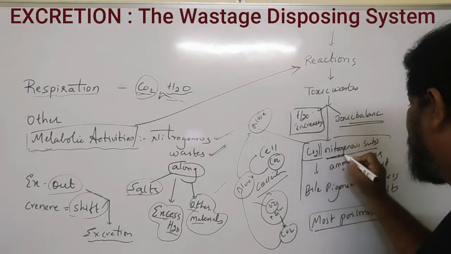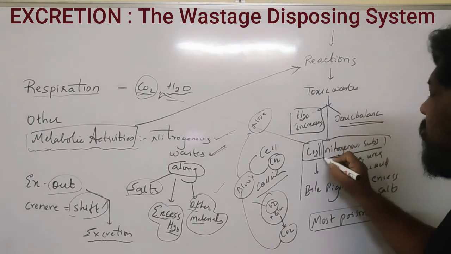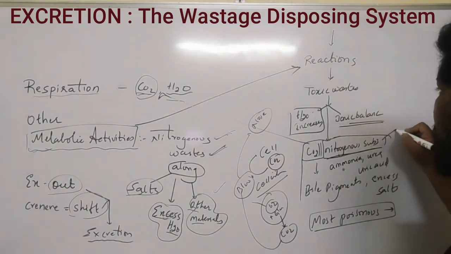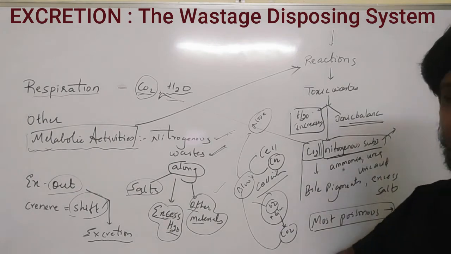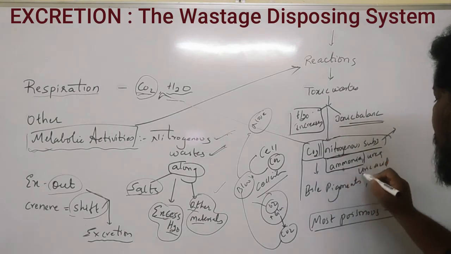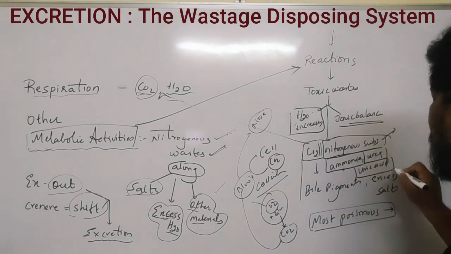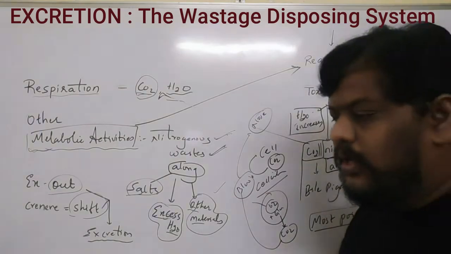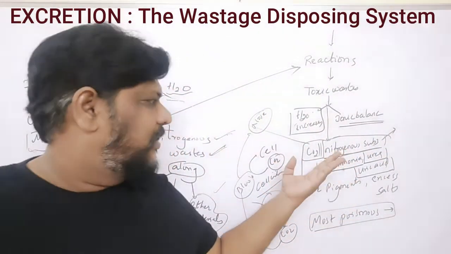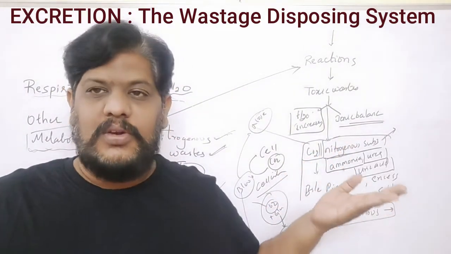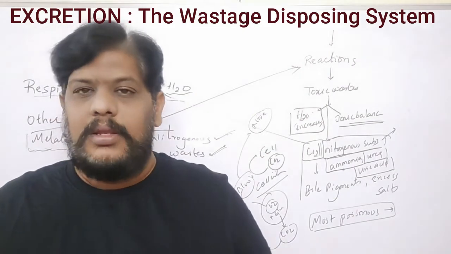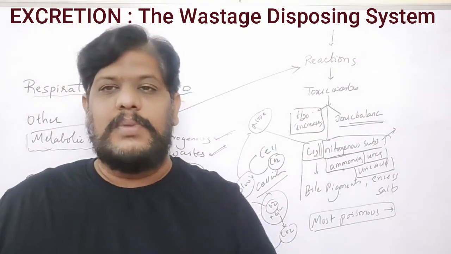And next we come to the nitrogenous substances. Whatever nitrogenous substances are there, they are also formed in plenty, a very good amount. Ammonia is formed, and then urea is formed, then uric acid is formed. So ammonia, urea, uric acid, all these are the different nitrogenous substances which are formed because of the reactions which take place in our body, right? Because of the digestion process, because of the respiration process.